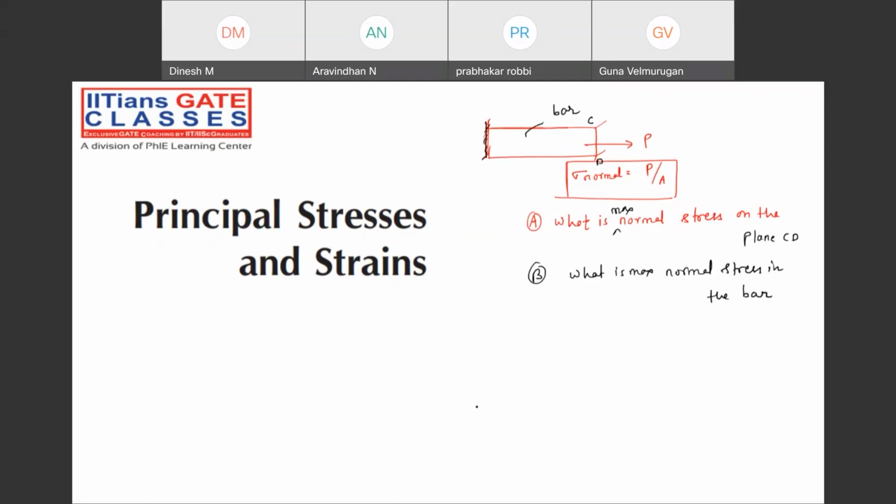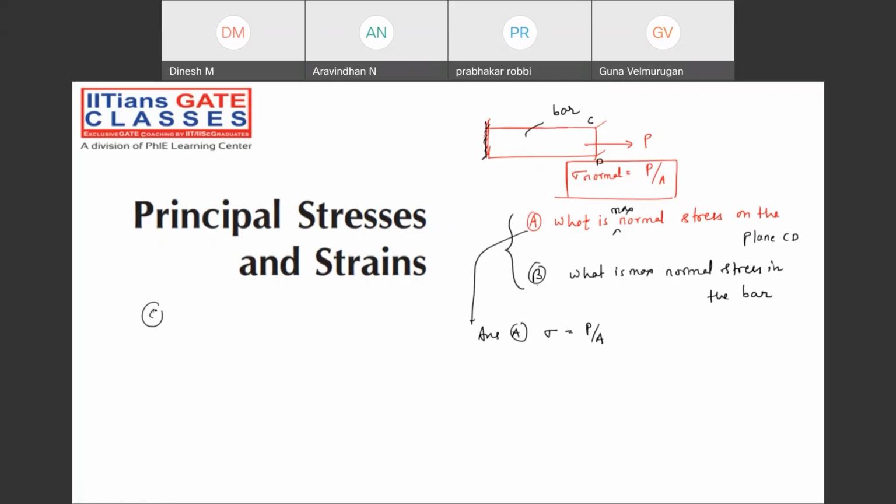Maybe cylindrical bar, maybe rectangular bar, we don't know. That depends on the question. Check it out and tell me. For these two questions: what is the maximum normal stress on the plane CD? And what is the maximum normal stress in the bar? The answer for question A will be sigma equal to P by area. Now, whether it is a maximum or not, that depends on the understanding.